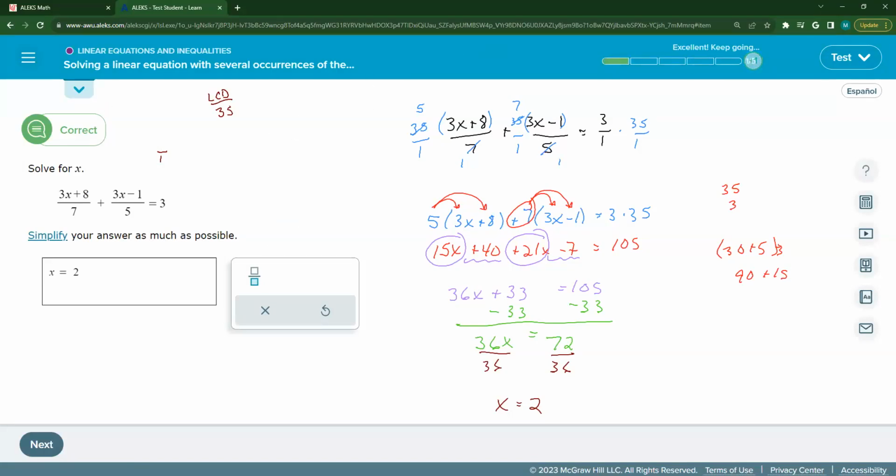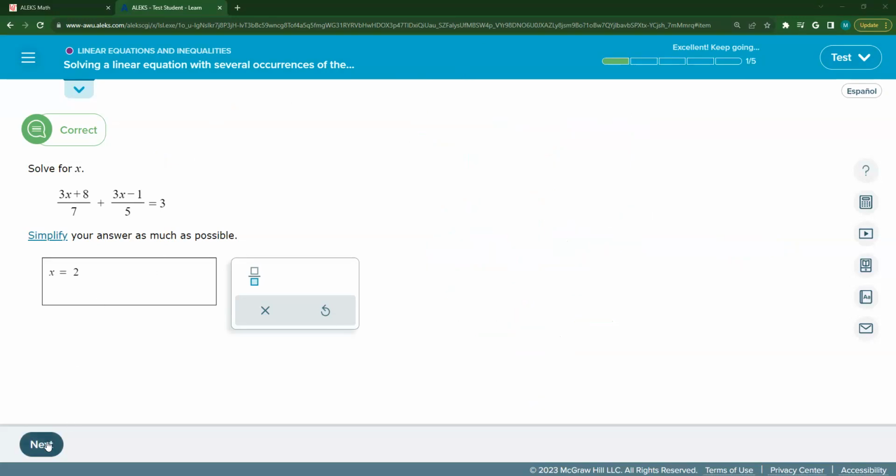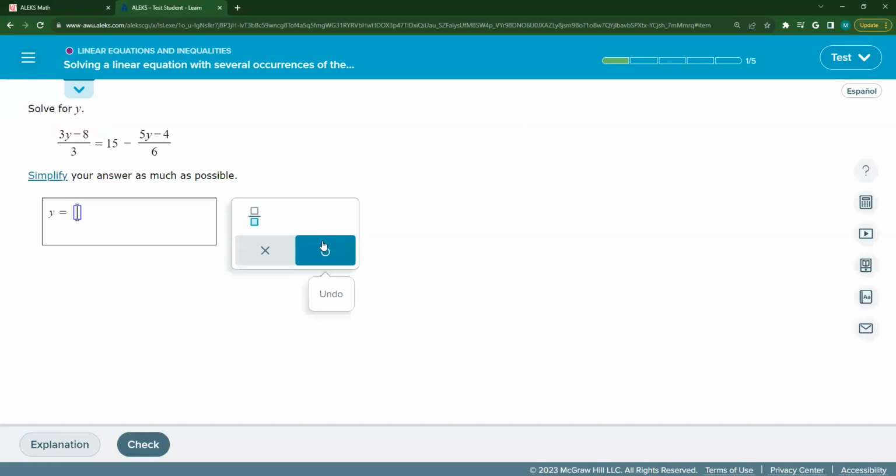And then we are going to erase and get our next problem, which in this case has 3y minus 8 over 3. So I'm going to rewrite my problem. 3y minus 8 over 3 equals 15. I'm going to put that over 1 because I like everything to be a fraction. Minus 5y minus 4 over 6.